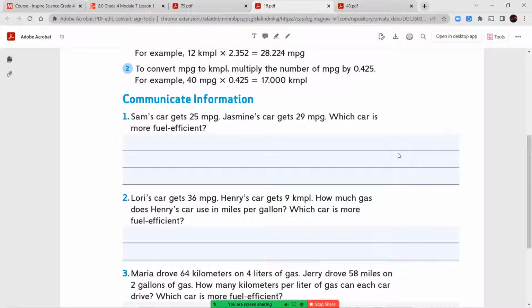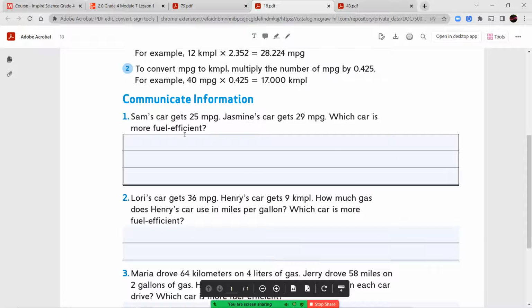Sam's car gets 25 miles per gallon. Jasmine's car gets 29 miles per gallon. Which car is more fuel efficient? So stop and think about this.